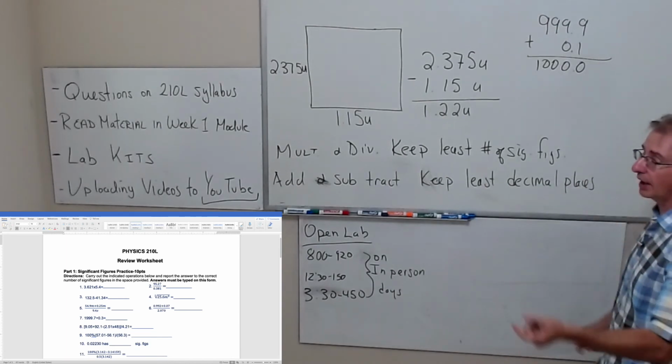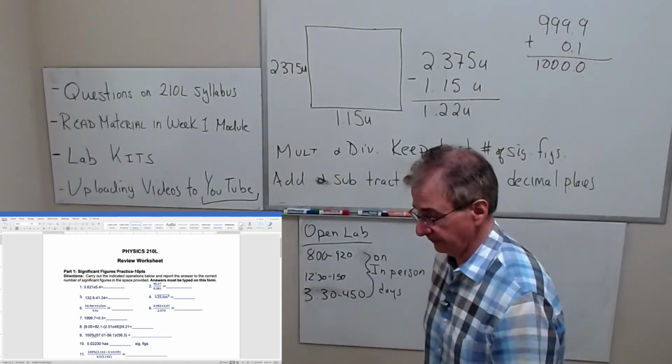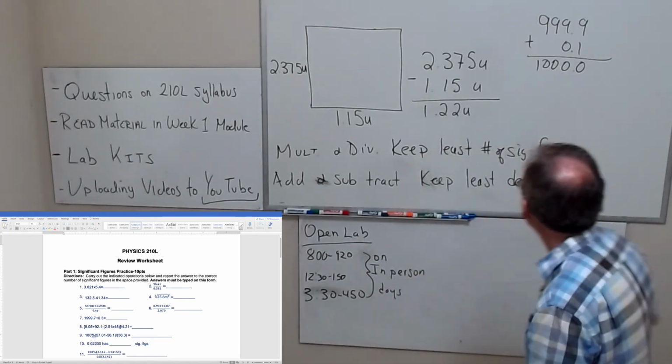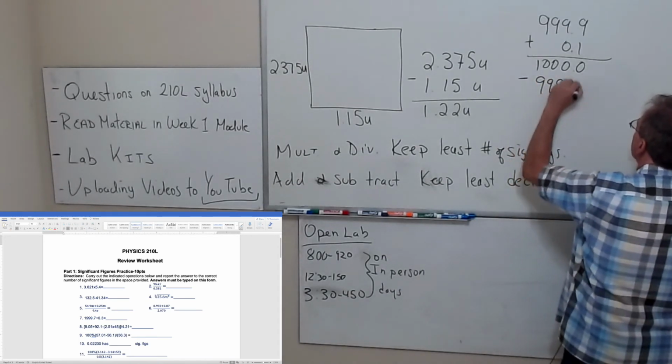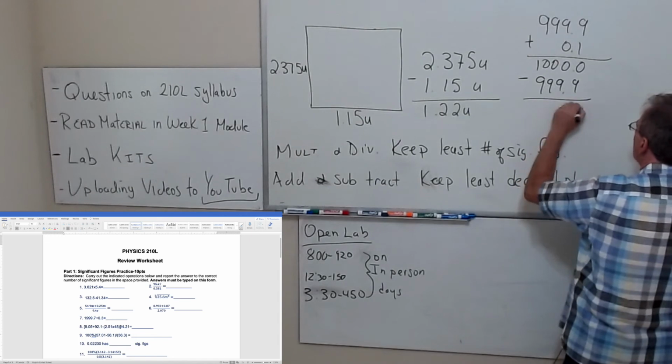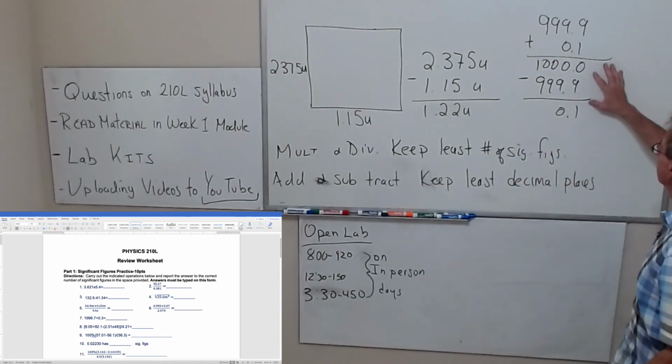So when you do that, you can either gain sig figs or you can lose sig figs. Because if you take 1000.0 and subtract 999.9, then you get 0.1. Still, everything's to the 10th place.